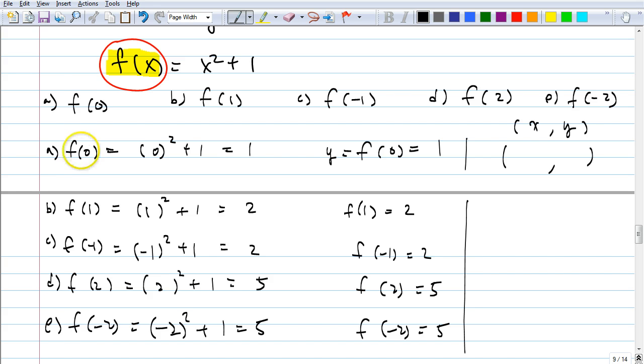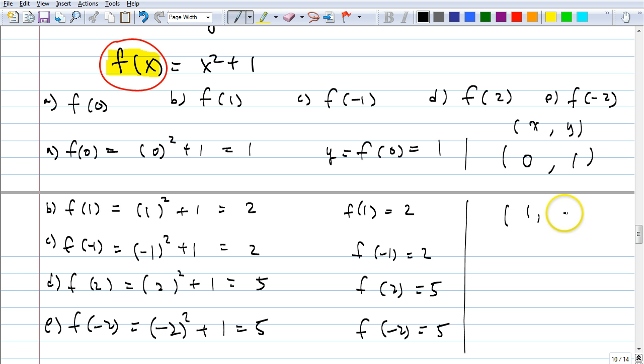Well, what do we plug in for x? We plug in x equals 0. So guess what goes here? 0, comma, what's your y? 1. So instead of y, what else could I write this as? This is really x, comma. I could write f of x. Okay, anyway, what about this one?